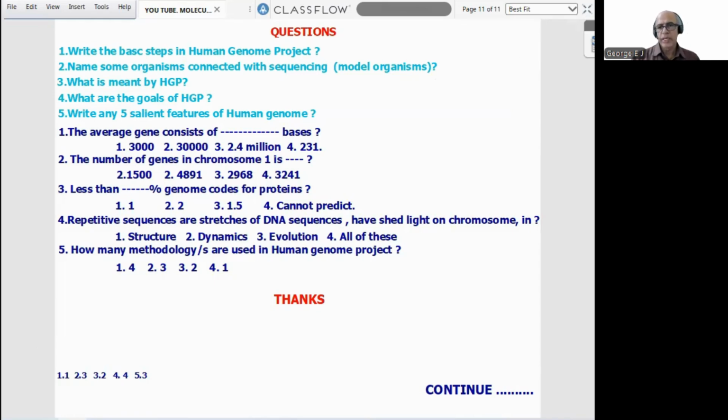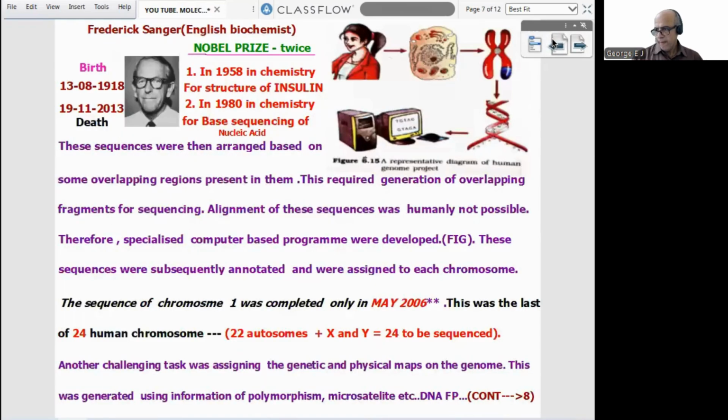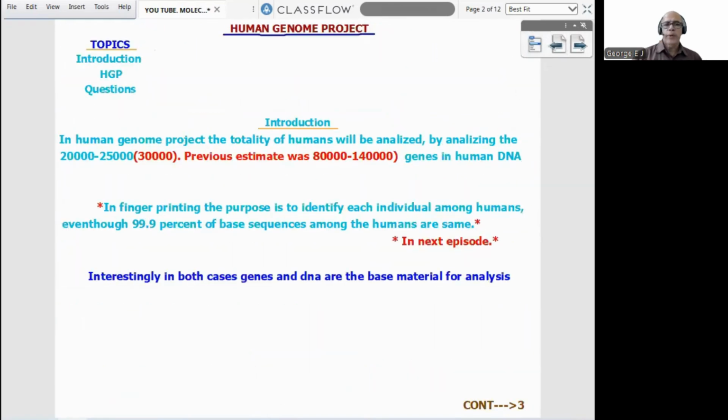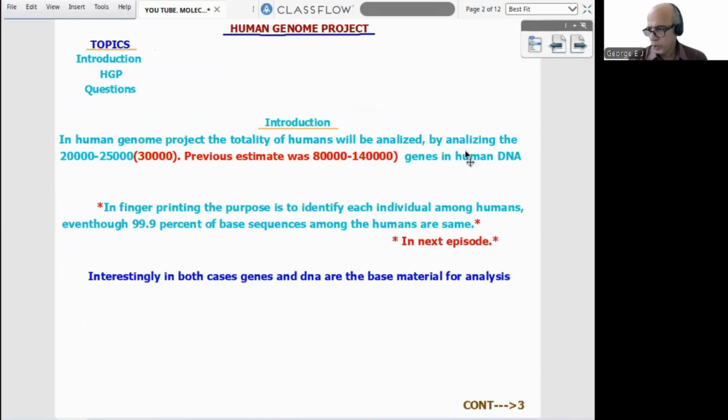So what all things did we learn in this episode? That is molecular basis of inheritance, 10th one. We started with the introduction. This is DNA. This is the Human Genome Project representation. Then we entered into topics. What is the difference between Human Genome Project and fingerprinting and the number of genes? In both cases, DNA will be analyzed, the base material.